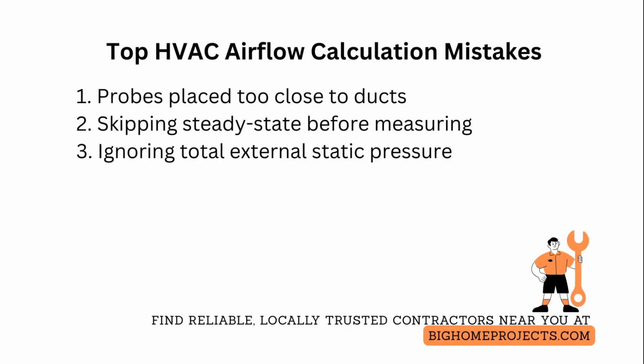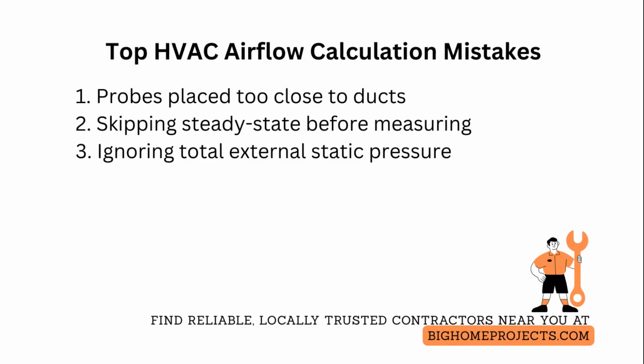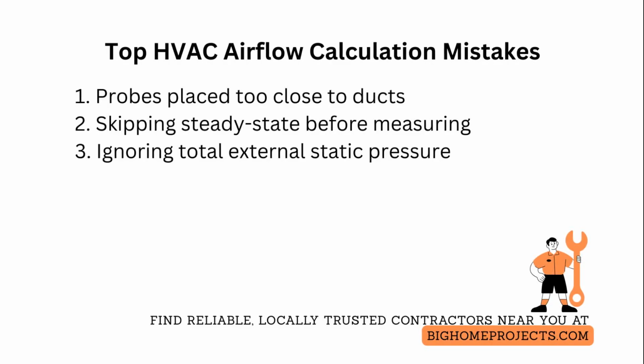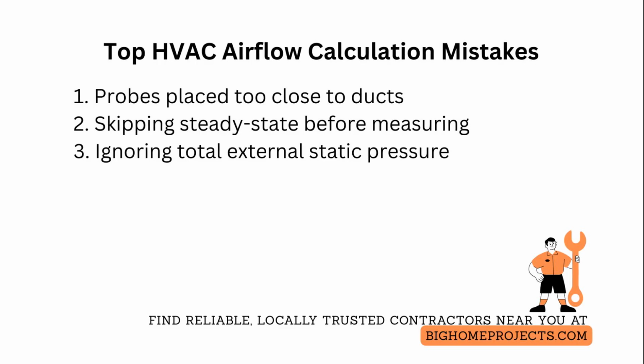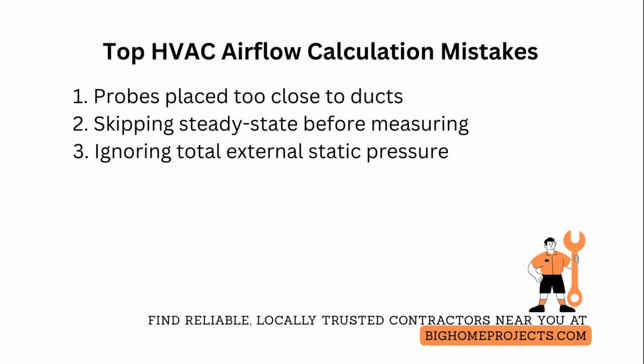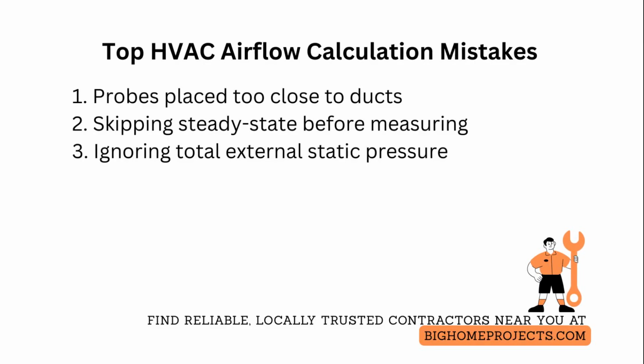Another common error in airflow calculation, with keywords like furnace temperature rise formula and airflow cubic feet per minute, is skipping steady state, so the blower ramps and staged heat skew readings. Fix it by waiting 10 to 15 minutes, confirming stage status, and rechecking that temperature rise is stable within 2 degrees Fahrenheit across a 3-minute window.